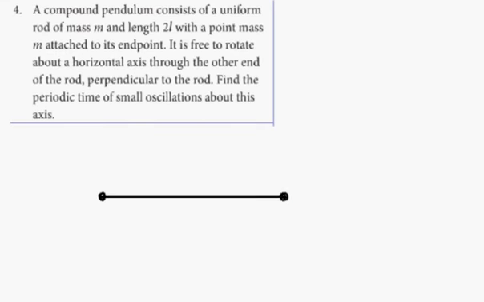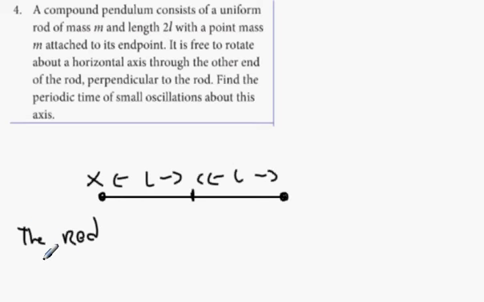Now let's begin. We're going to call this point X. The center of gravity of the rod is L away, the point mass is 2L away. Now we'll start off with the rod. The rod has a moment of inertia about the point X, that's what Ix means for the rod, and it's held by its end, so it's 4/3 ml squared.